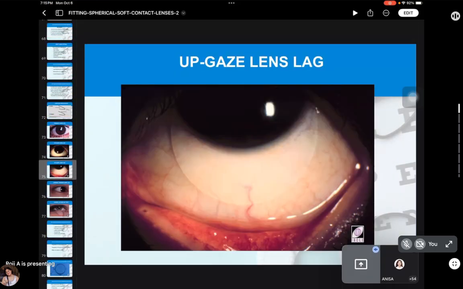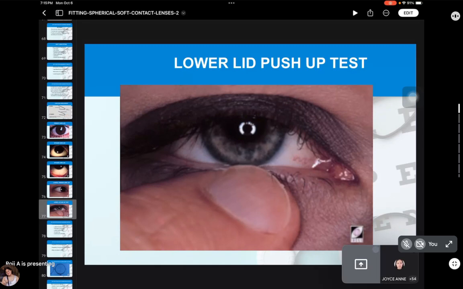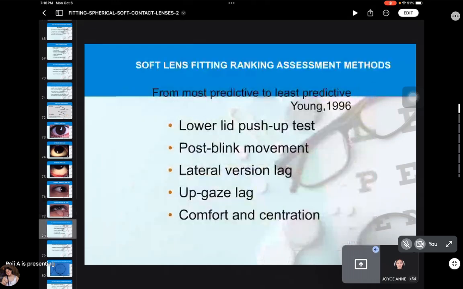So there you go. Primary gaze, up gaze. Is this acceptable? Yes or no? No po, Doc. Very good. Is this acceptable? Yes or no? No din po. No, Doc. Very good. This is your push-up test. So what's the recording for push-up test? It's fast, slow, no movement, or the amount of displacement. Okay, if it's loose, there's going to be a lot of displacement, right?